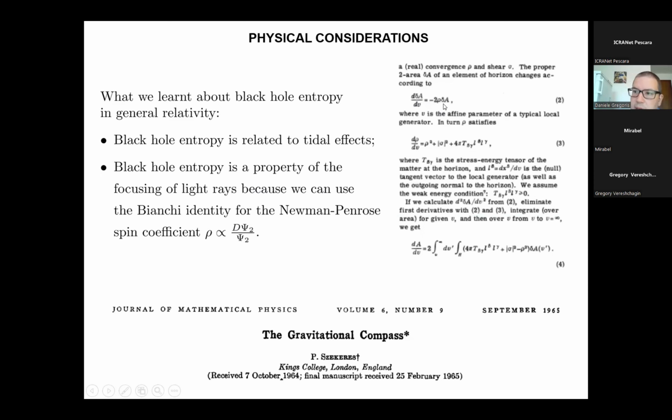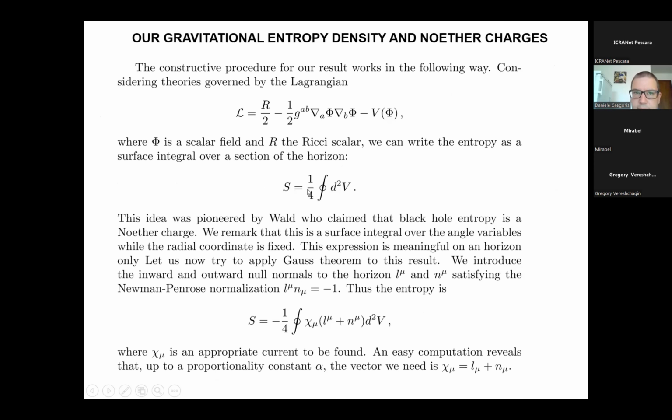However, it seems that no one has used this technique for clarifying or finding an appropriate notion of gravitational entropy density. So let's now provide a constructive algorithm for our result. So in a theory whose Lagrangian comes in this form, you see there is the Einstein-Hilbert piece in terms of the Ricci scalar, and then we have a scalar field accounting for the matter content, the entropy is a surface integral over a section of the horizon. This is not a trivial result. It may appear so, but it is not.